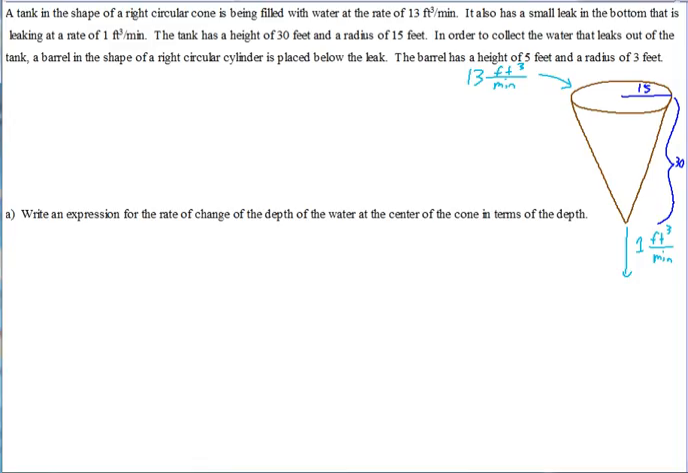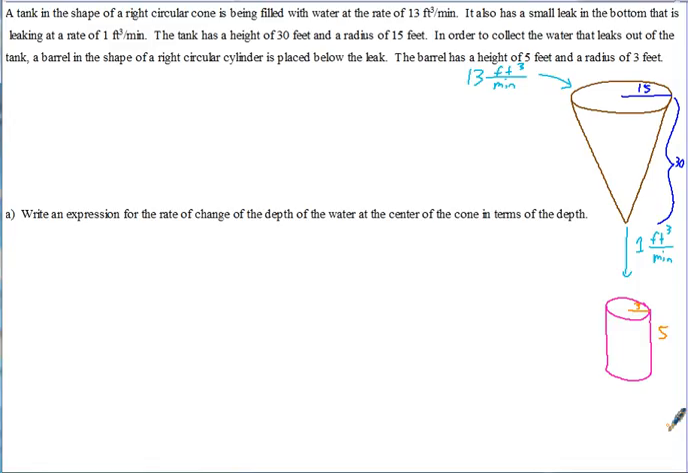And it says in order to collect the water that leaks out of the tank, a barrel in the shape of a right circular cylinder is placed below the leak. The barrel has a height of 5 feet and a radius of 3 feet. So we've got underneath this some barrel here, the shape of a right circular cylinder. And it has a height of 5 feet and a radius of 3 feet. So that's our situation.